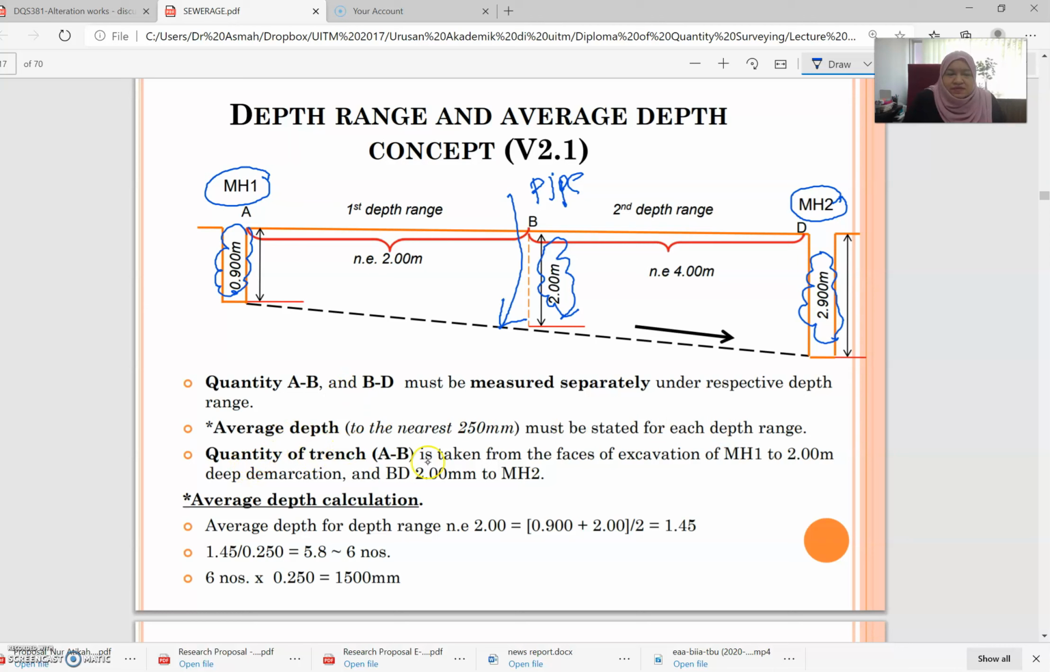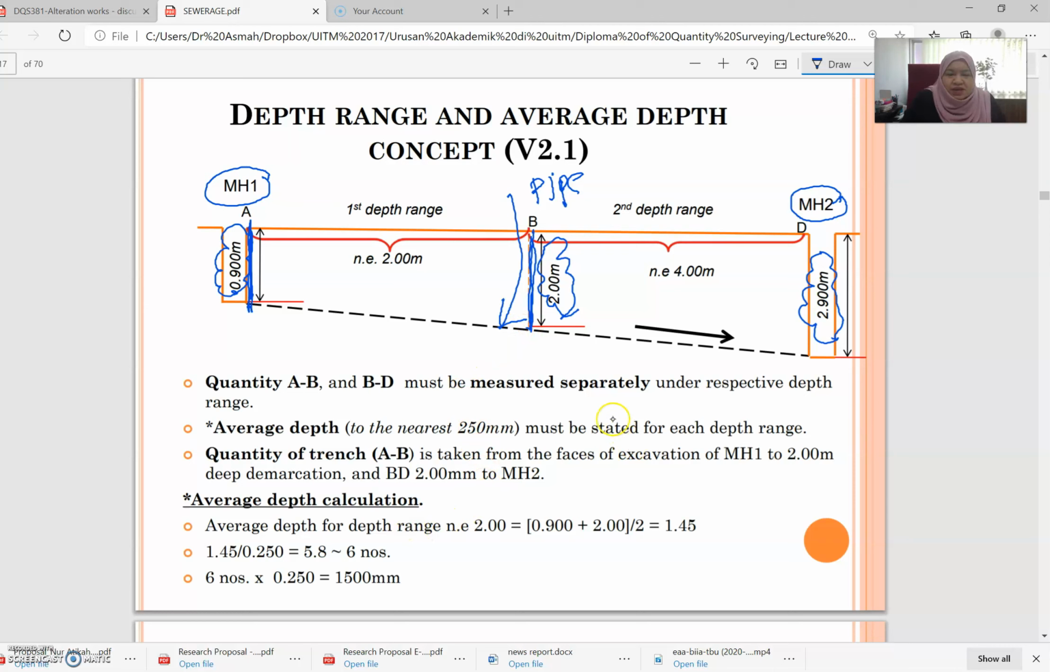Quantity of drainage AB is taken from the phases of excavation, manhole 1. This is what we call the phases of excavation. To BD, manhole 2 from here.